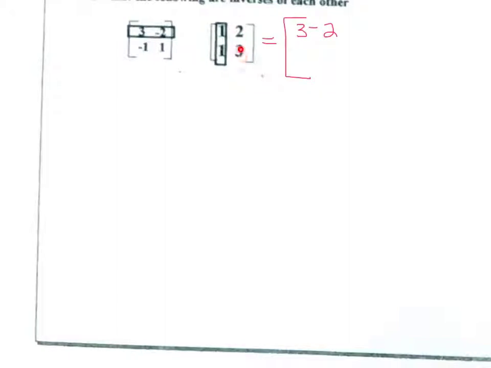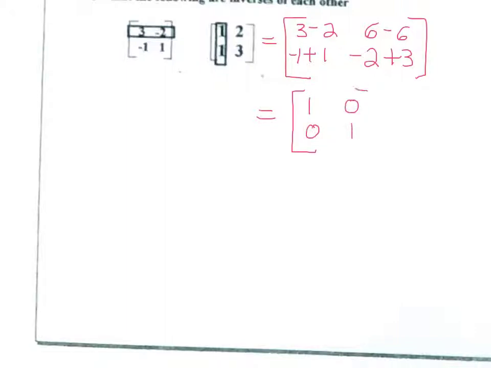Now let me multiply the first row, second column. So now I'm going to multiply by the second column. 3 times 2 is 6. Negative 2 times 3 is negative 6. Now let's multiply second row, first column. Negative 1 times 1 is negative 1. 1 times 1 is 1. Second row, second column: negative 2 plus 3. When you simplify all of that, that gives you 1, 0, 0, and 1.